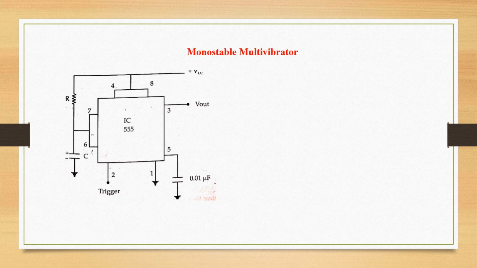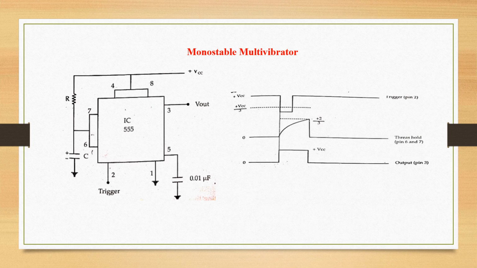Pin number 3 is for the output condition. At pin number 2 we can apply trigger input. Pin number 1 is connected to the ground potential and pin number 5 is control voltage which can be generated with the help of a capacitor. These are the waveforms. While charging and discharging of the capacitor, we can get the output. So when the trigger input is applied accordingly, we can observe the output condition.